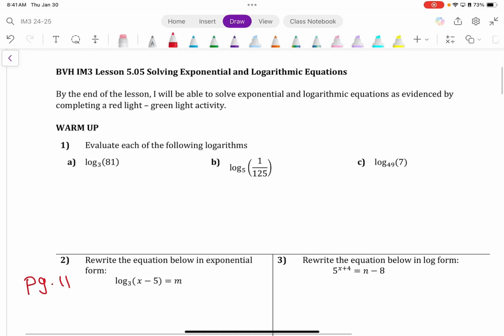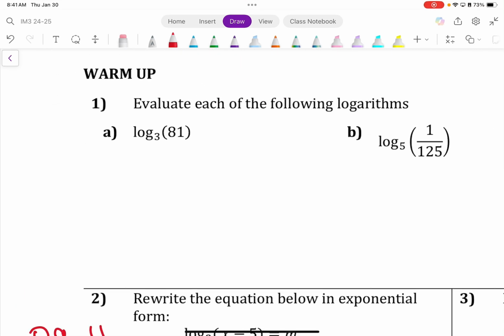So we're going to go ahead and begin looking over this formula, see what you guys came up with. Starting with the first one, A, we want to evaluate log base 3 of 81. So we're looking for the exponent. 3 to the power of what gives you 81? 4. 3 to the power of 4 gives you 81. Okay.